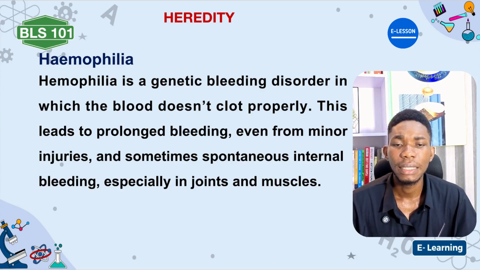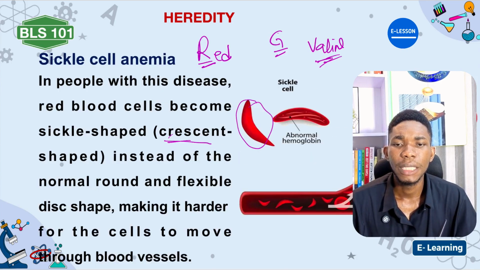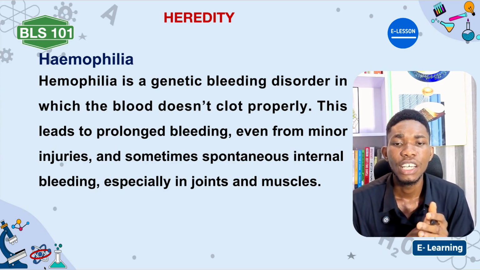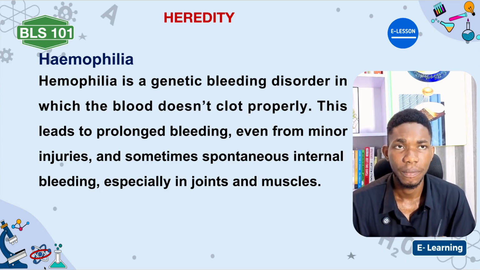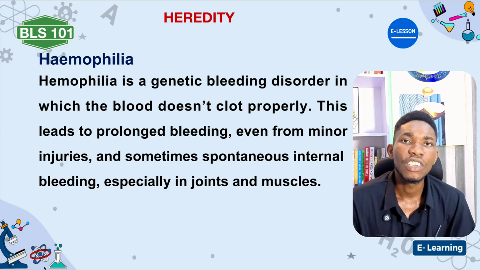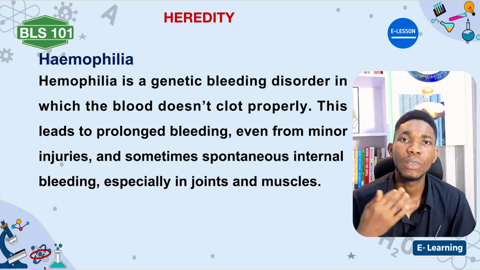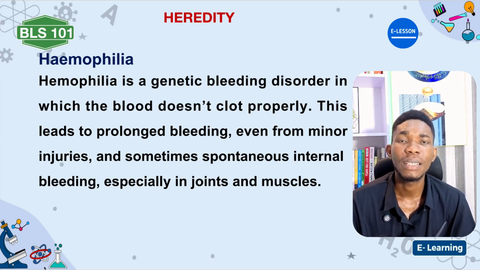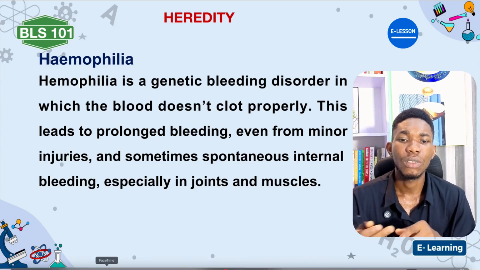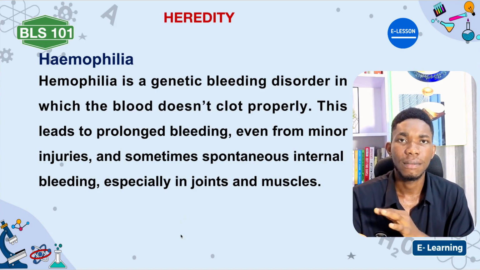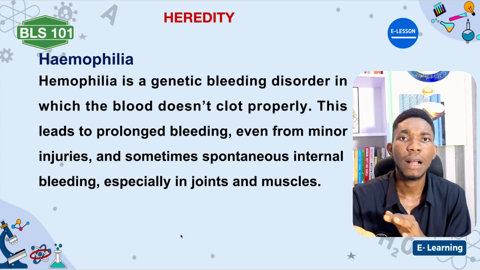Now let us look at the next one, hemophilia. Hemophilia is a genetic bleeding disorder in which the blood doesn't clot properly. When you have a cut in your body, maybe minor or major, it's expected that after some time your body devises a mechanism that actually puts a clot. When we talk about a clot, we mean a layer of cells on top of that blood that will prevent you from bleeding to death.